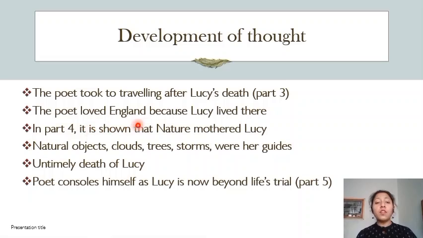In part 4, we are shown that nature has mothered Lucy. Now we have gone back to the time when Lucy was alive. So Wordsworth told us that nature is the mother of Lucy. So here nature is personified. She is taken as the mother of Lucy, and it is nature who cared for Lucy. Natural objects like clouds, trees, streams became her guides, and they helped Lucy to become a woman, a good lady. But now the poet again came back to the death of Lucy, and it was a very untimely death when Lucy had become a lady. Then Lucy died. Now the poet consoled himself. He says that now Lucy is beyond life's trial.